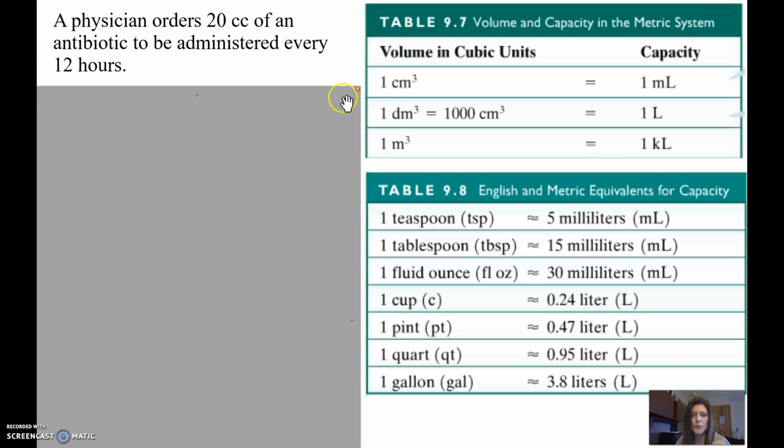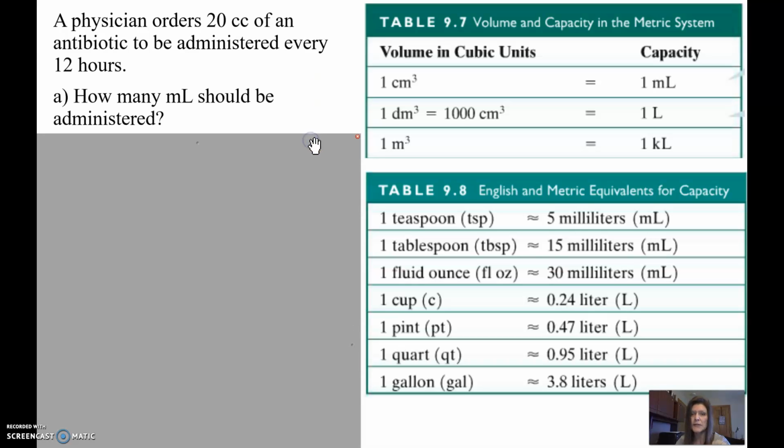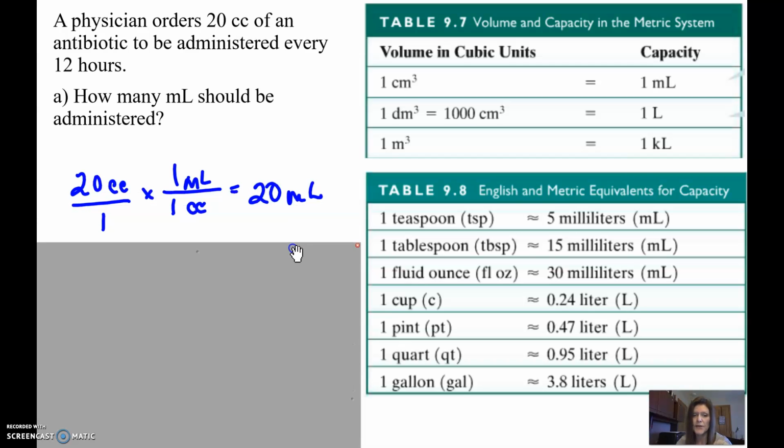So the first step would be to change the cc's, cubic centimeters, into milliliters, because I have that conversion factor. It's going to be very easy. 20 cc's over 1, what we're starting with, times my factor of 1 milliliter per 1 cc, they're a 1-to-1, then my answer is going to be 20 milliliters.